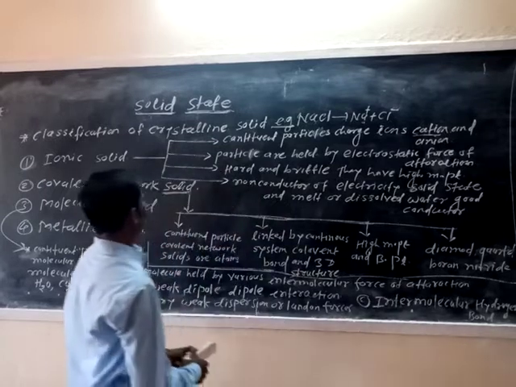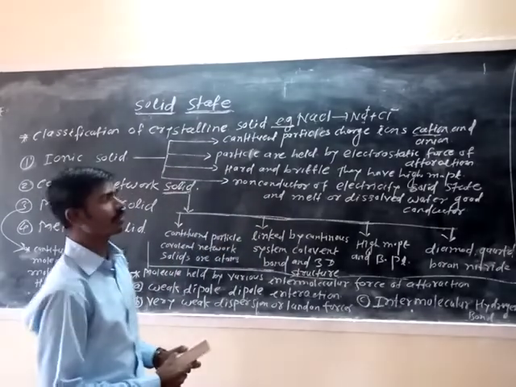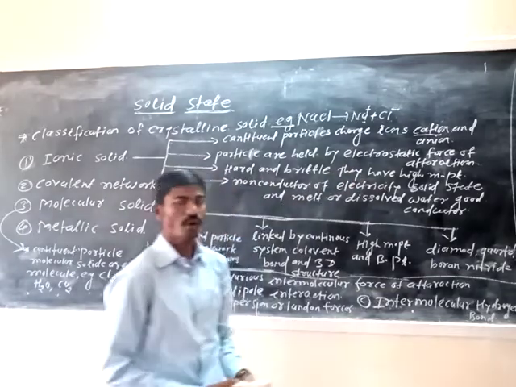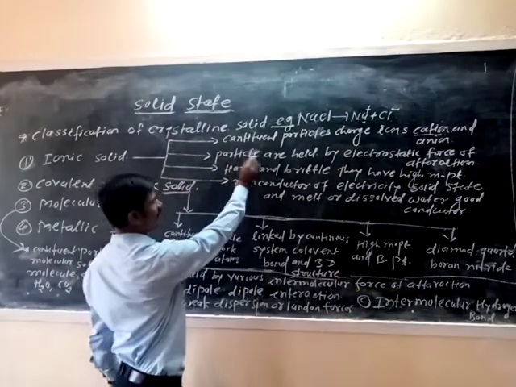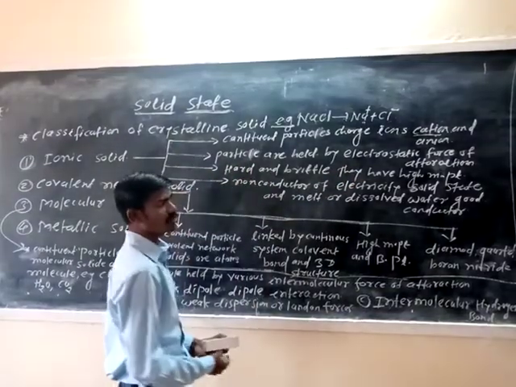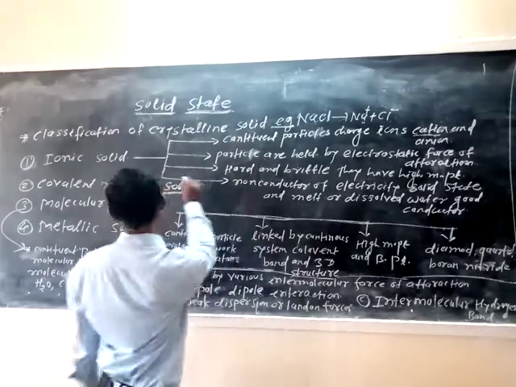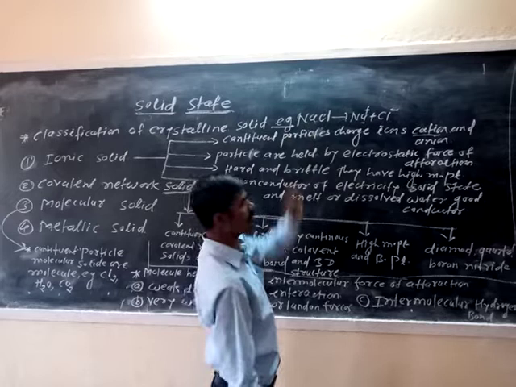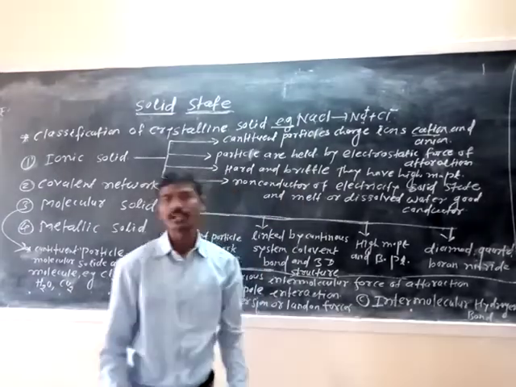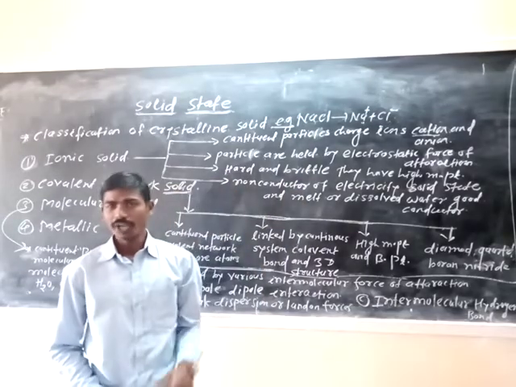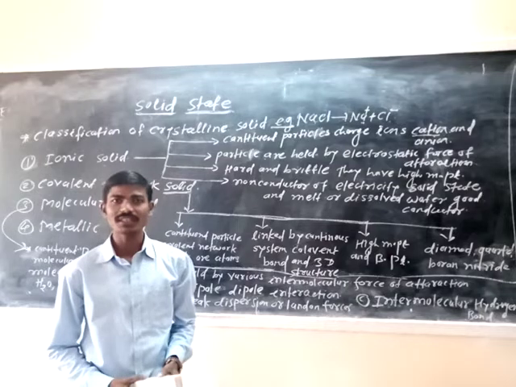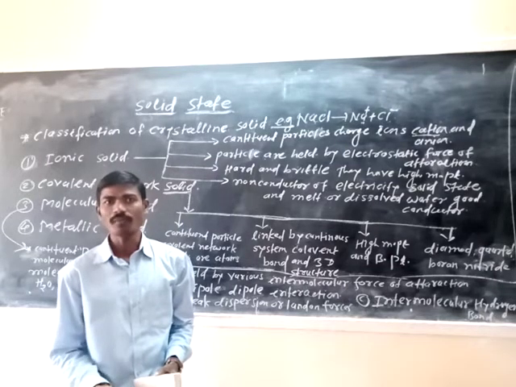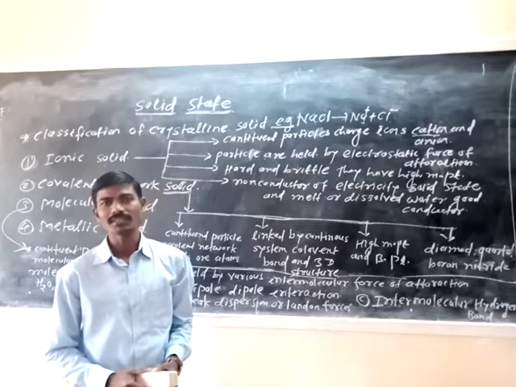Next, the particles are held by electrostatic force of attraction. In ionic crystals such as the NaCl molecule, this is the formation of an ionic bond. Na positive and Cl negative ions are formed, and the bond formed between them is the ionic bond.